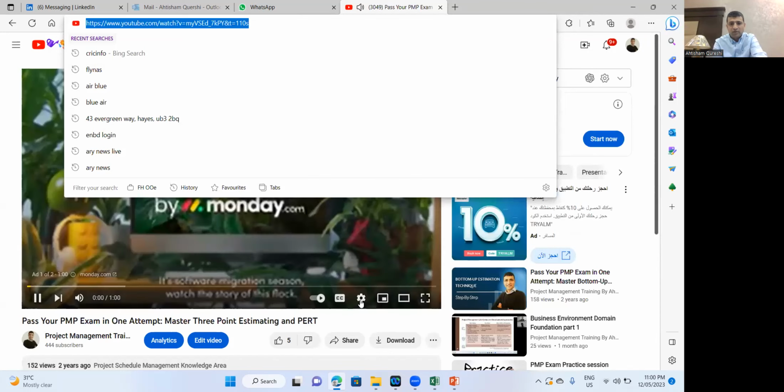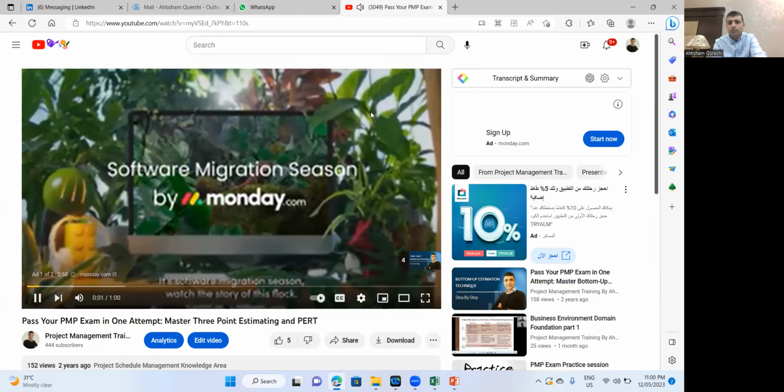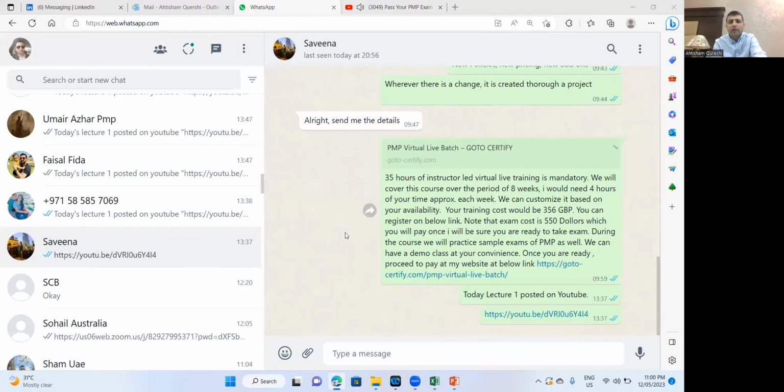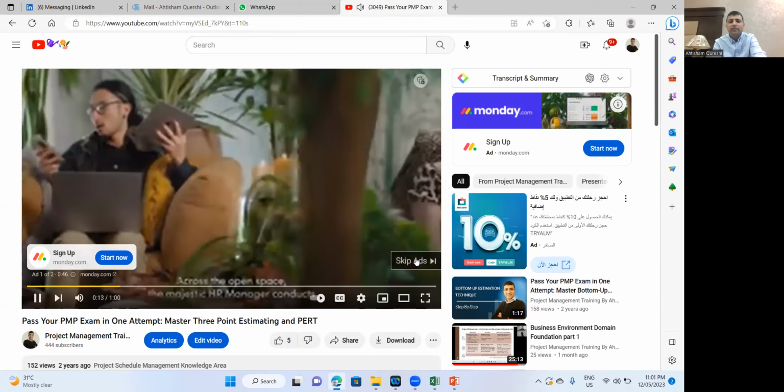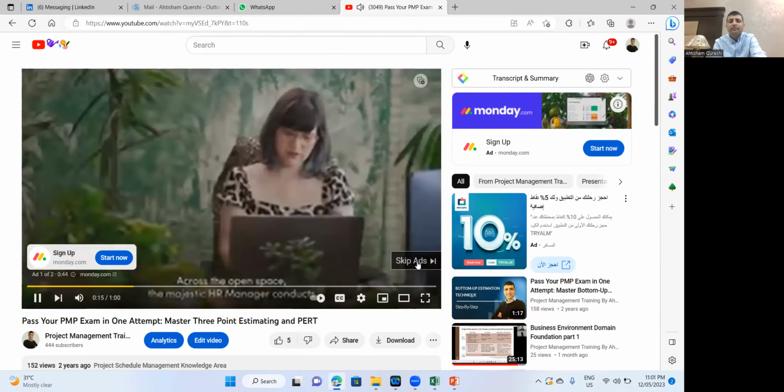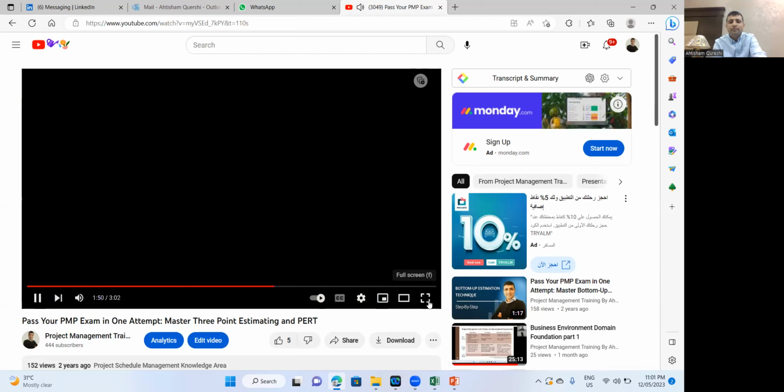It's software migration season. What's the story of this flock? The business habitat is an environment with limited You can hear the voice, resources. right? Yet the common ops lead uses one platform for tickets and a different one for reports. Across the Guys, open you can space, the hear the voice? majestic HR manager conducts. Yeah, we can hear the voice.